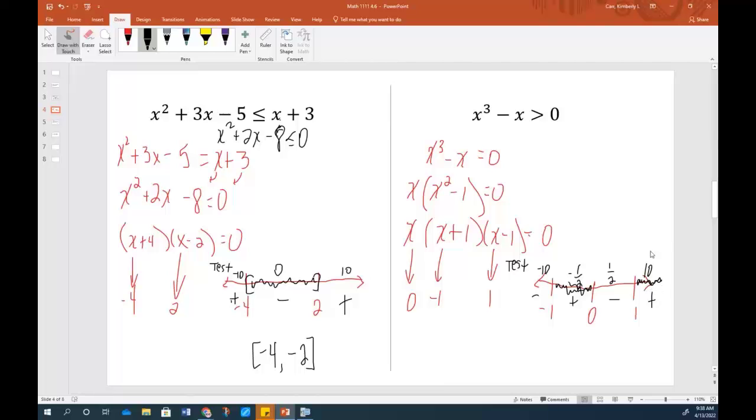Now you look at, should it be open or closed? That goes back to the original. Since this does not have a line under it, then that's a strict inequality. And strict inequalities are open, while these that say "or equal to" are the ones that are closed. So this is going to be open here and open there. So my answer is -1 to 0 unioned with 1 to infinity.